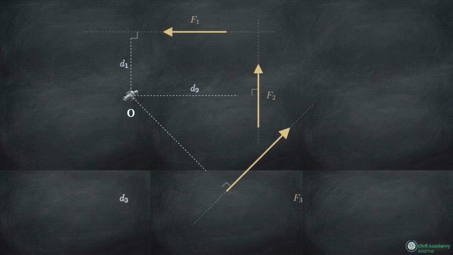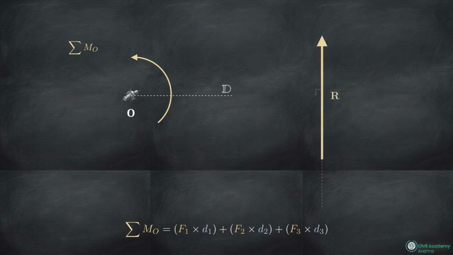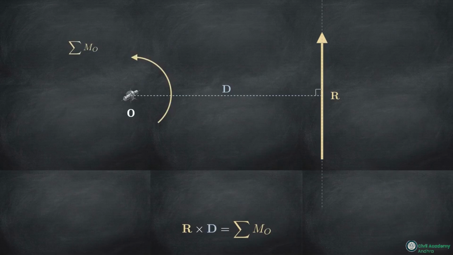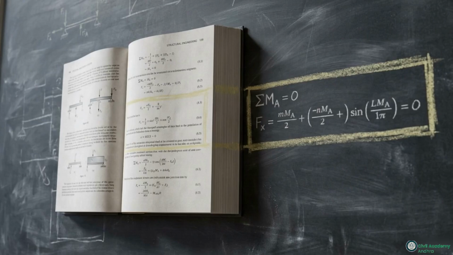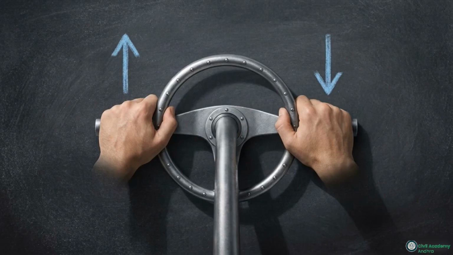When dealing with multiple non-concurrent forces, we rely on Varignon's principle. It proves that the moment of a single resultant force about a point is exactly equal to the algebraic sum of the individual moments of all forces about that same point. Varignon's principle is absolutely non-negotiable in statics. It is the only mathematical method that allows you to calculate exactly where a resultant force is physically positioned in a non-concurrent system.